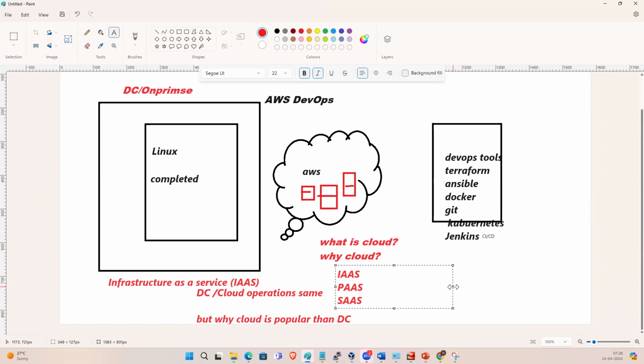Guys, you understood about the IaaS. What is IaaS, guys? Infrastructure as a service. So what about PaaS? Platform as a service. Very good.